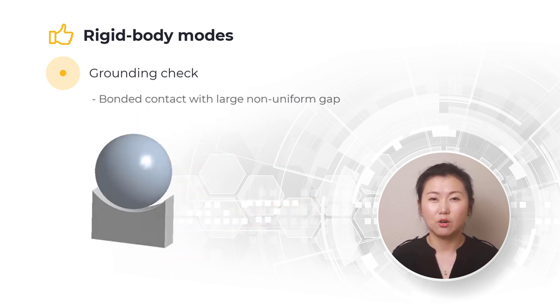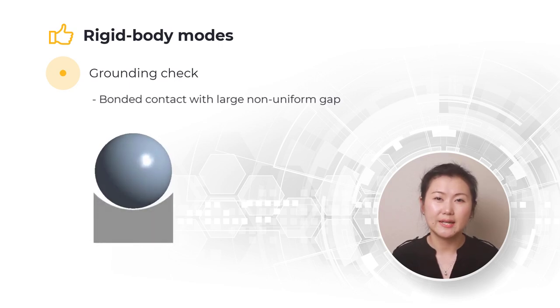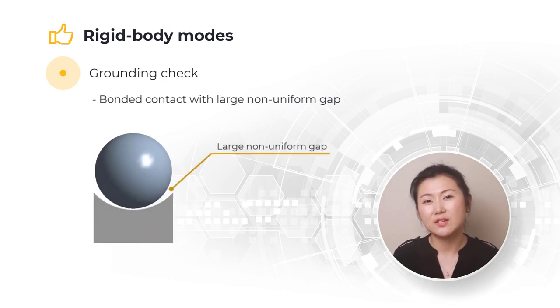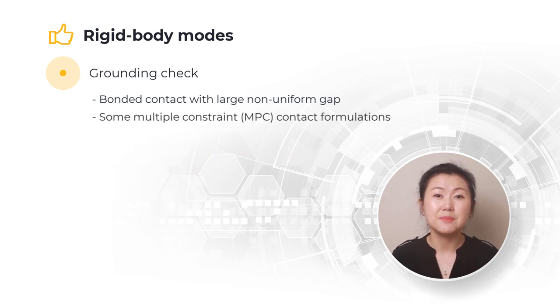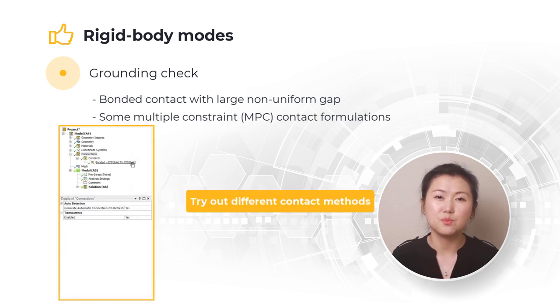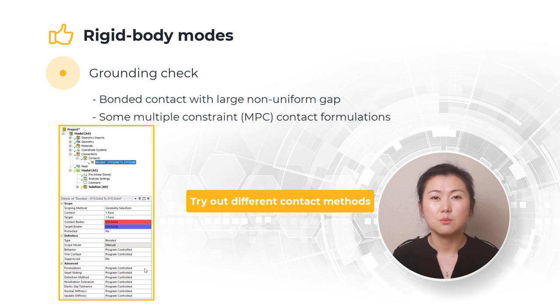In Ansys Mechanical, one common source of grounding is bounded contact with relatively large non-uniform gaps. Also, some MPC formulation options for bounded contact can lead to grounding too. The solution to eliminate grounding is to switch between different contact formulations provided in Ansys Mechanical to make sure we have 0 frequency values for rigid body modes.